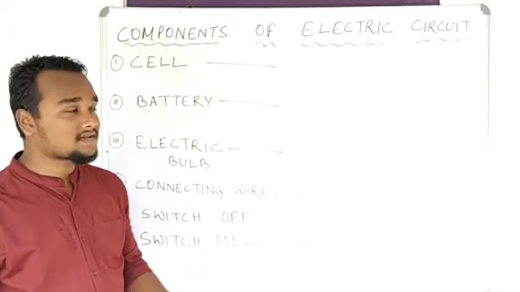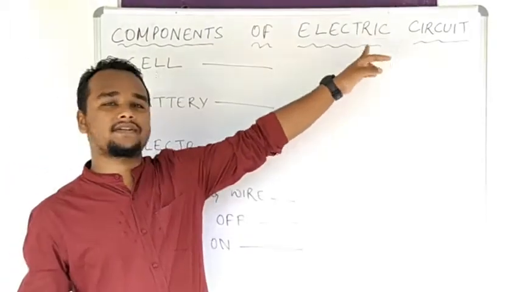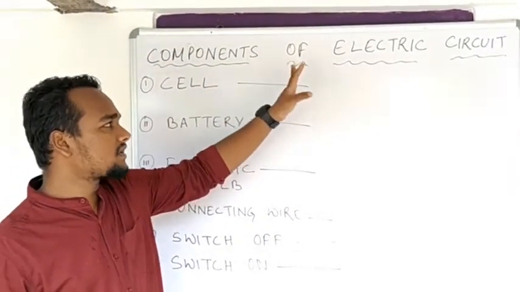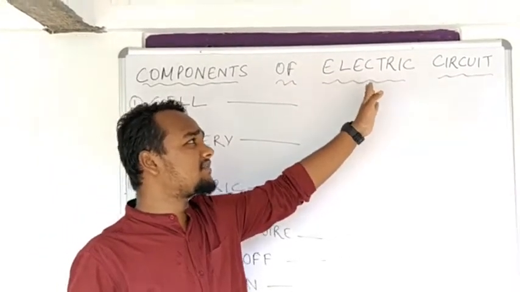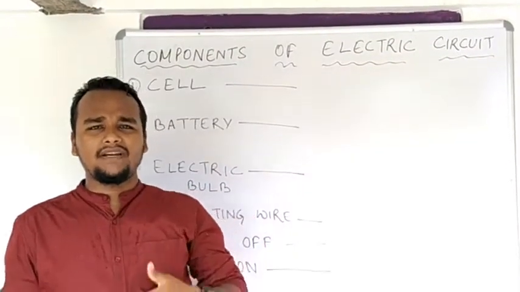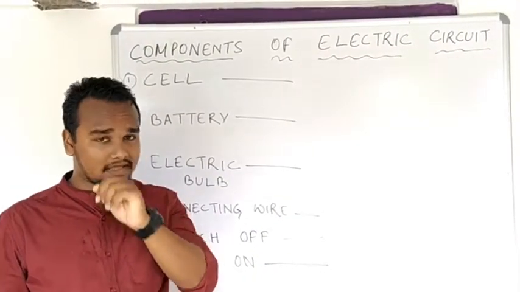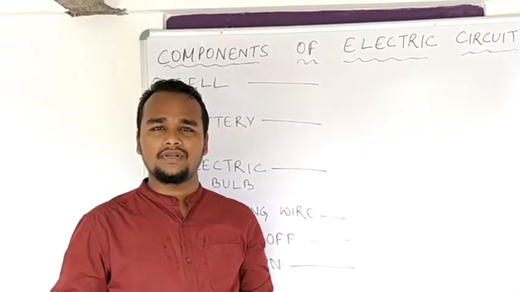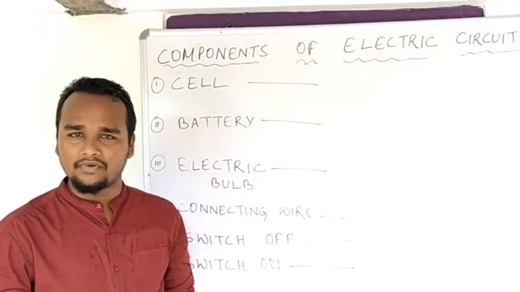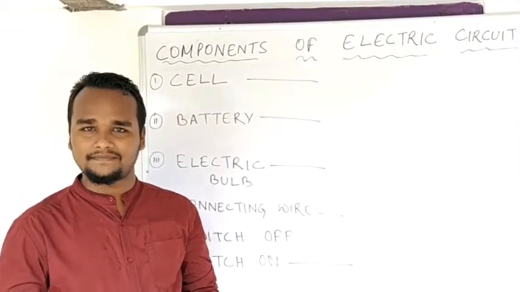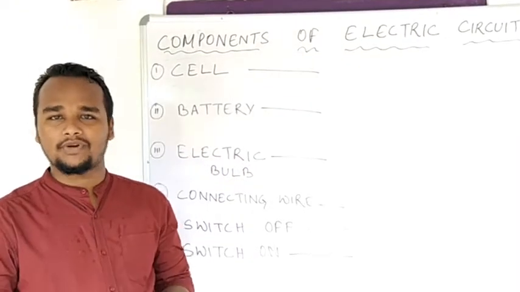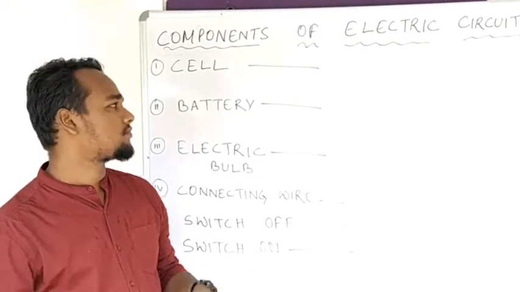Okay, so now we are going to discuss the components of an electric circuit. So what are the components of an electric circuit? Before that, let me again state the definition. An electric circuit is a path through which electric current flows. When this electric current flows, it requires a path and it will flow through particular components. So we are going to talk about those components.